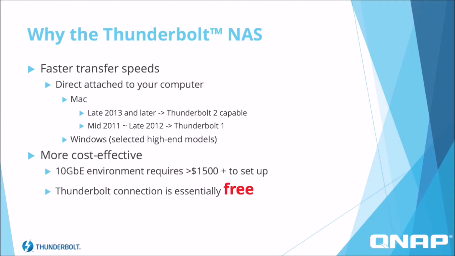More cost-effective. As we mentioned earlier, the 10 gig is a great solution. However, it's a bit costly to set up. Well, you need the 10 gig switch, you need a 10 gig router, then you need the connectors, and you need the modules, the cards for each of your units. So it does add up. Thunderbolt connection essentially is free. Why? Because it comes built in with your Mac, and it comes built in with your QNAP NAS.